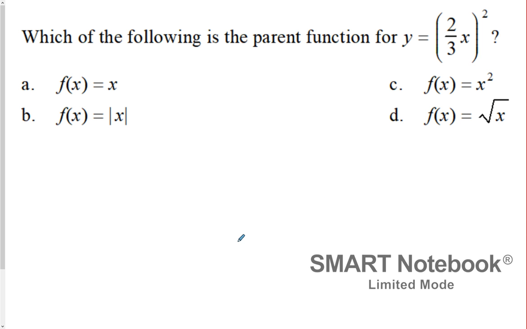I don't want you to type it in yet. I just want you to think about it. Which of the following is the parent function for this modified function that's up there? Okay, I'm going to ask you to type your best guess into the chat box, but don't hit enter yet. Just type it in, but don't hit enter.